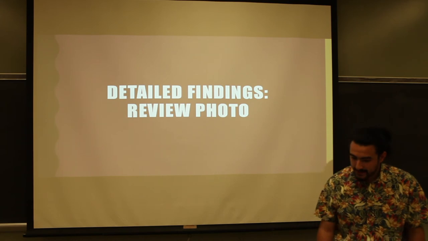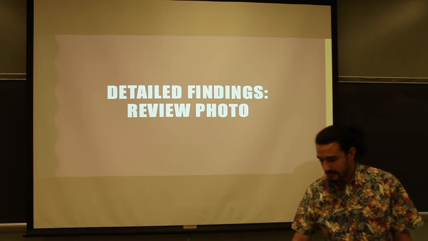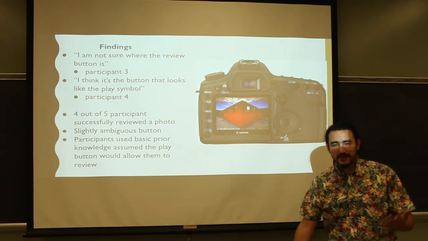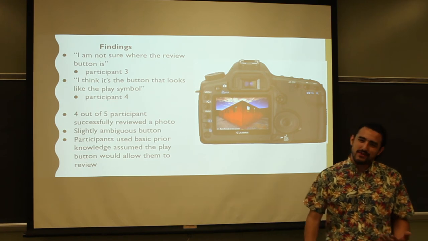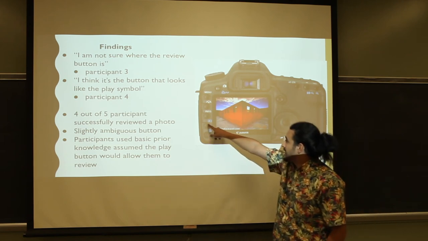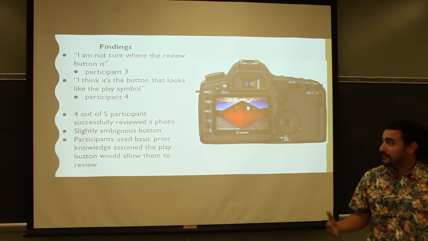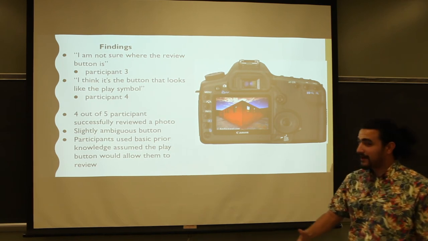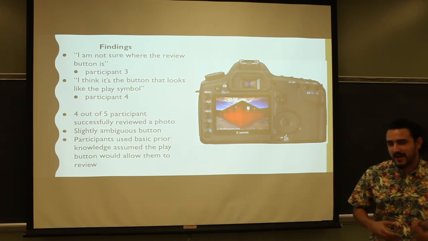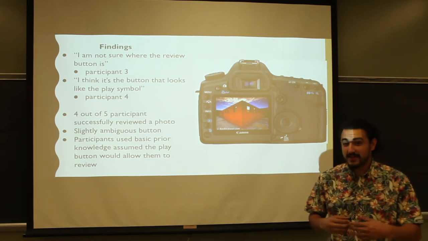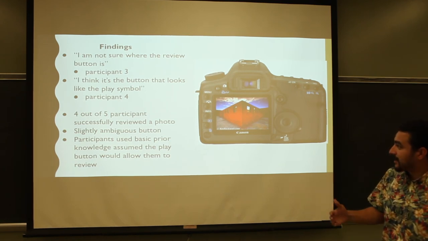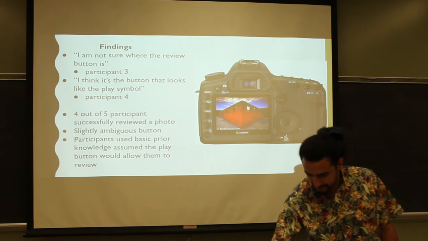Here are some detailed findings on reviewing a photo. You have to know if your photo was good or not. And if you don't know if your photo is good or not, you're not going to know what to do with your next move. So on this camera, the reviewing photo button is right here. It is labeled by a play symbol. Not every participant was able to do so. 4 out of 5 did have some trouble finding it, but they eventually found it by playing with it. Once they played with the camera a little bit, they noticed that there was a play button and assumed that it would show the previous photos, and they were able to do so. But something could have made it a little bit less ambiguous.